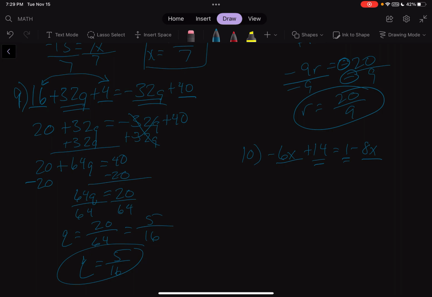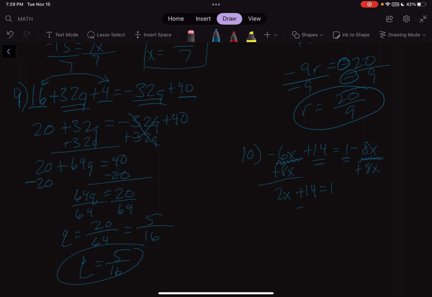So we're just going to start doing the opposite to get these together. Remember, I always like my positive variable or my letter. So I'm going to add 8x here. Just don't get confused and think these are division signs, okay? So now we have negative 6 plus 8 is a positive 2x plus 14 equals 1.